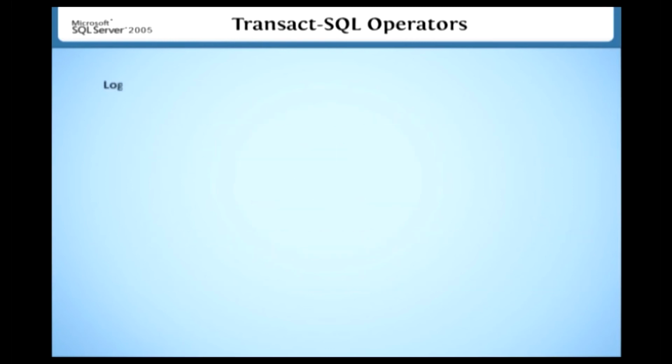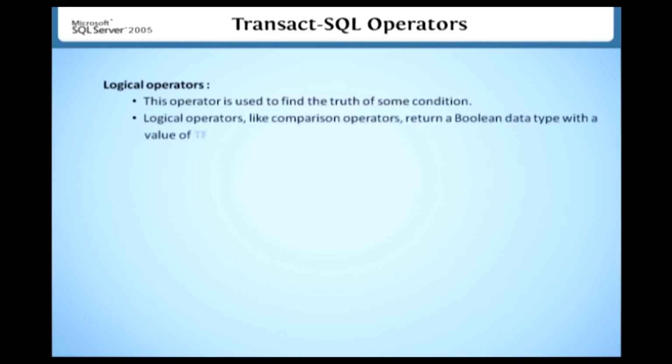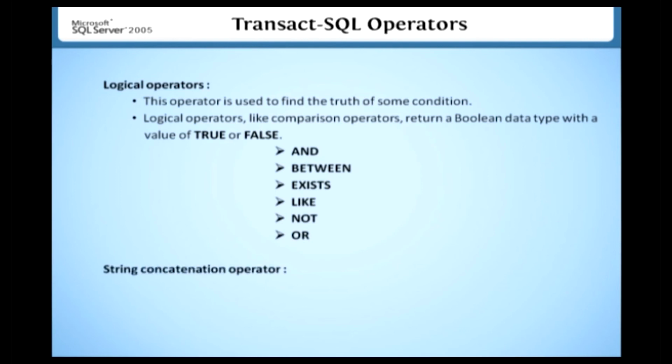The next one is logical operators. This operator is used to find the truth of some condition. Logical operators, like comparison operators, return a Boolean data type with a value of true or false. Let's see some types of logical operators. AND, BETWEEN, EXISTS, LIKE, NOT, OR. These are the types of logical operators.